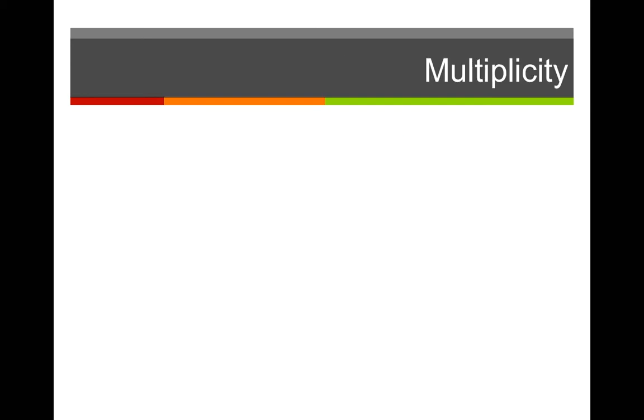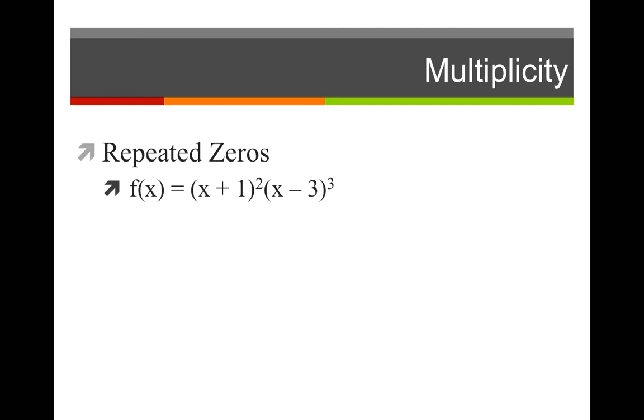But what about this thing called multiplicity? You might remember this word from Algebra 2. This is what happens when I have a repeated 0. Something like this. These are really good, fun equations to try to graph. This tells me I have zeros at -1 and at 3.